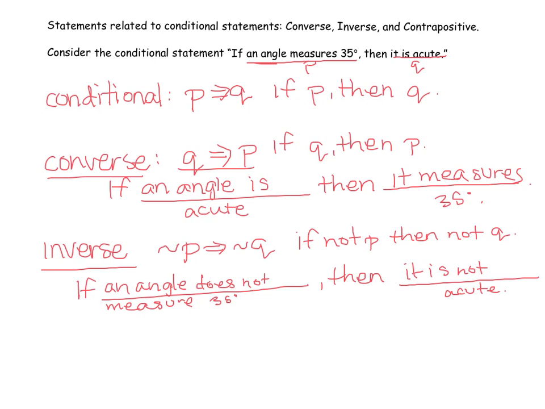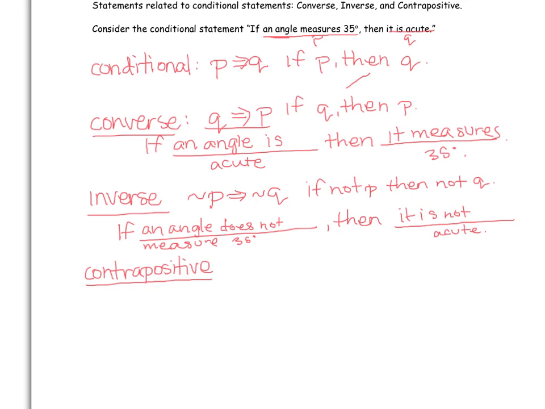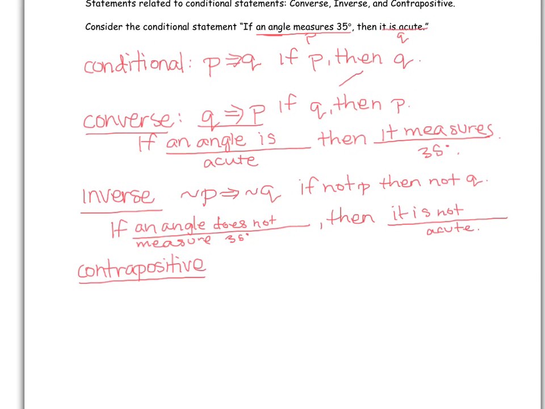And then the last one is called the contrapositive. The contrapositive of a statement is the opposite of Q, or the negation of Q implies the opposite or negation of P, the hypothesis. So in this case, we would say if not Q, then not P.